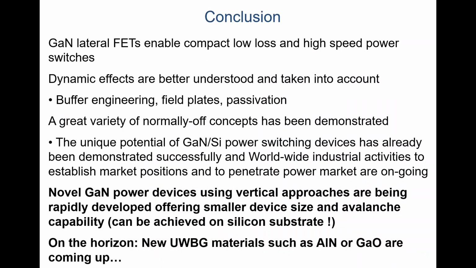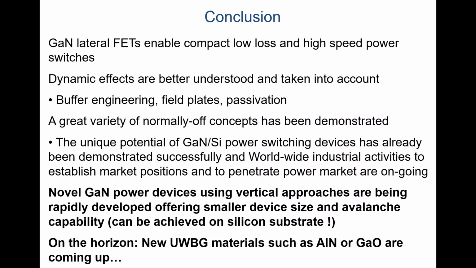And I'll just conclude. I'm sorry, Christoph, about the time. It's a bit too long, so I'll just go through quickly. I've shown some basics about GaN lateral FETs with different buffer engineering. So many things have been solved. Of course, we have qualified devices here. So there is a great variety of normally-off solutions. There's not one solution. The P-GaN is a little bit dominant, but there are some others.